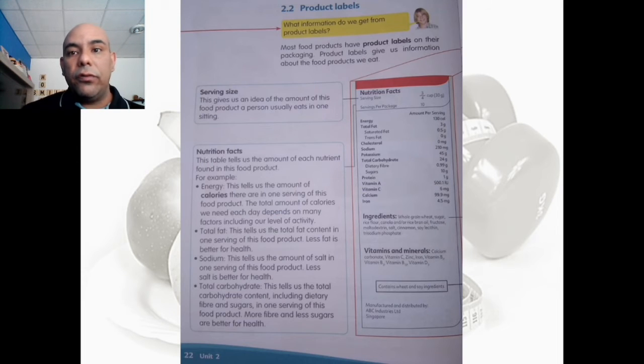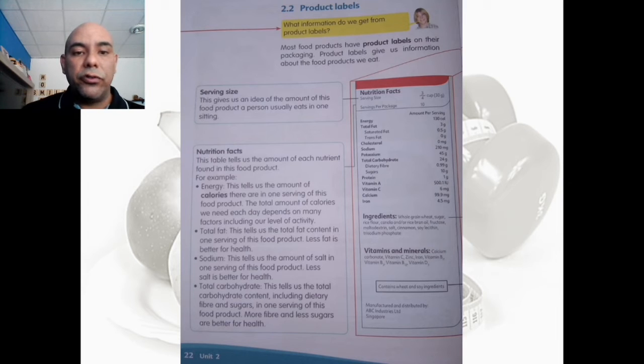On page 22, we have product labels. What information do we get from product labels? Most food products have product labels on their packaging. Product labels give us information about the food products that we eat. For example, we have the serving size. This gives us an idea of the amount of this food product a person usually eats in one sitting.